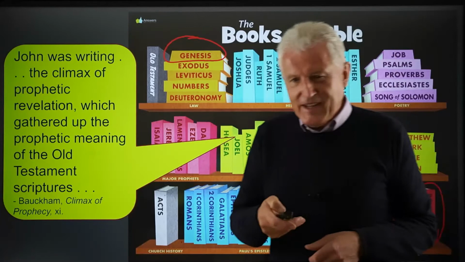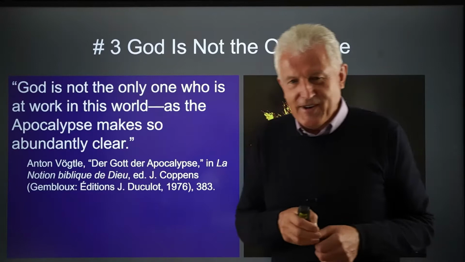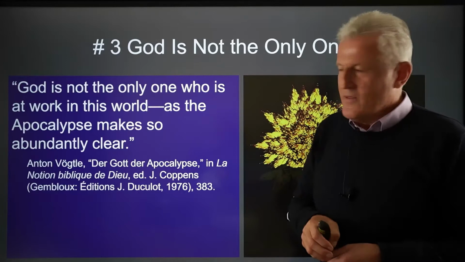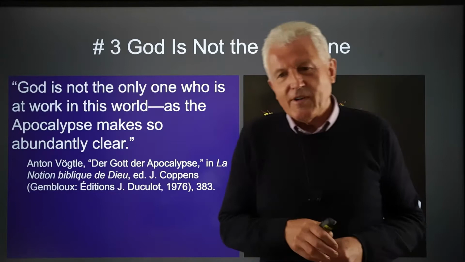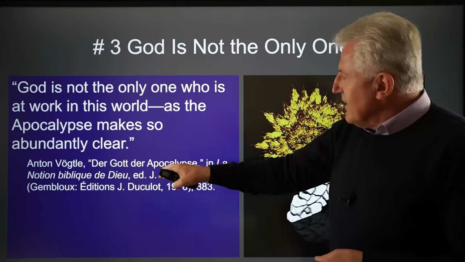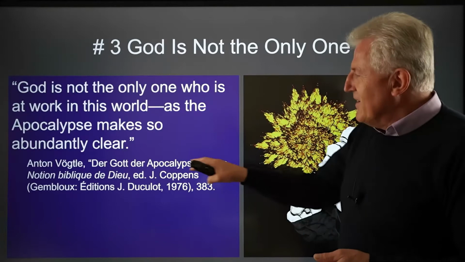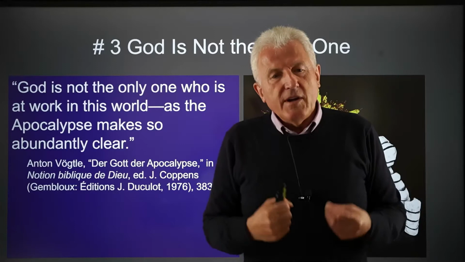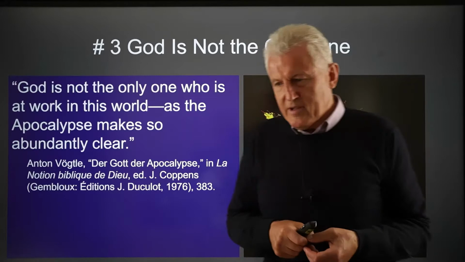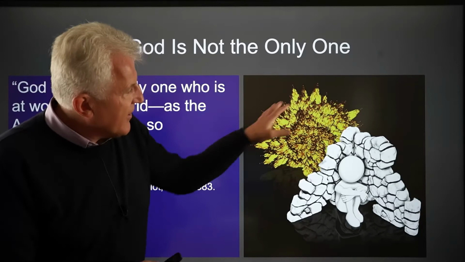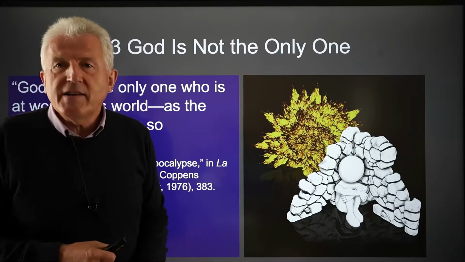My third point on how to read Revelation. God is not the only one who is at work in the world. That's number three. I don't know which one of these is more important. They all vie for first place. This is Anton Vögtle in an article in German, in a book written some years ago. God is not the only one who is at work in this world, as the apocalypse makes so abundantly clear. And there is havoc in the world. There is a conflagration, evil, and the perpetrator hiding from sight. That is what it means.